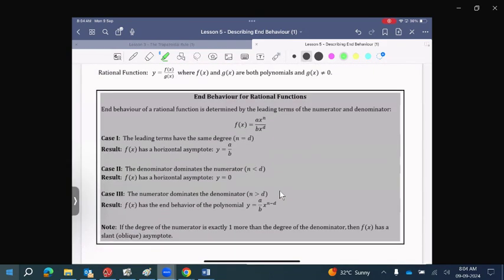All right, little review for rational functions. If you remember, a rational function is any function where you have the quotient of two polynomial functions. Now, the end behaviors of this one are fairly easy to describe in the first two cases. So, in the case of a rational function, we would take the lead terms.